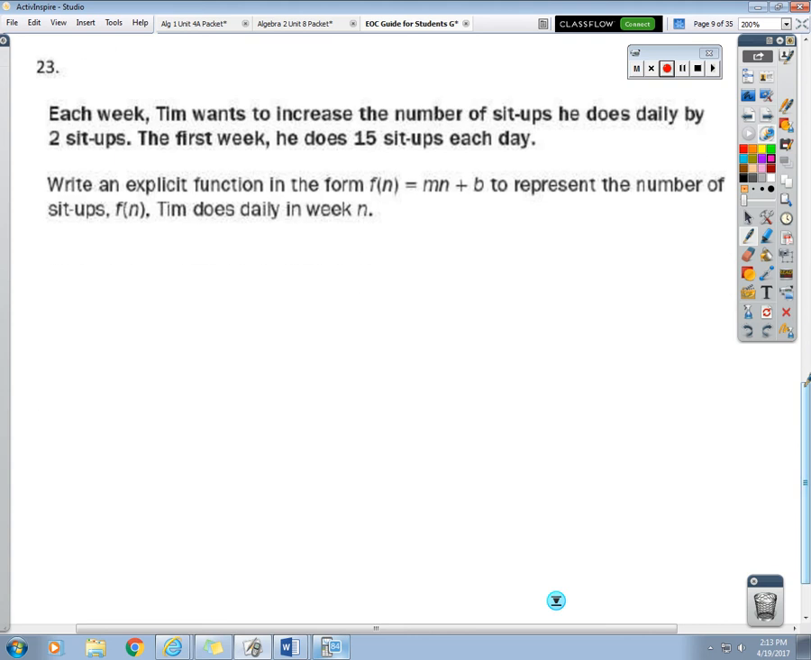Each week, Tim wants to increase the number of sit-ups he does daily by 2 sit-ups. The first week, he does 15 sit-ups each day. Write an explicit function in the form f of n equals mn plus b to represent the number of sit-ups f of n Tim does in a week. Well, first of all, we need to create a list because this is an arithmetic sequence. What number would be first in your list?